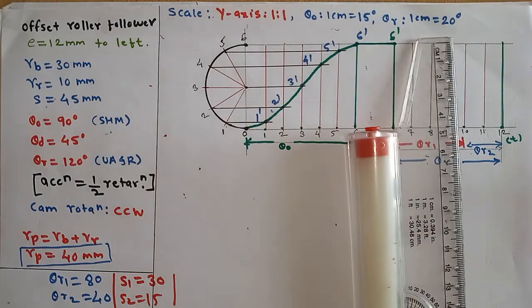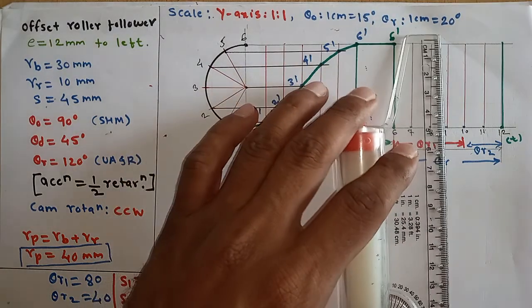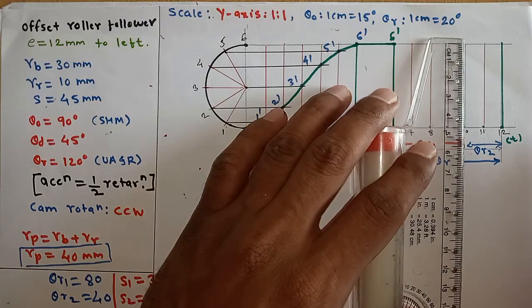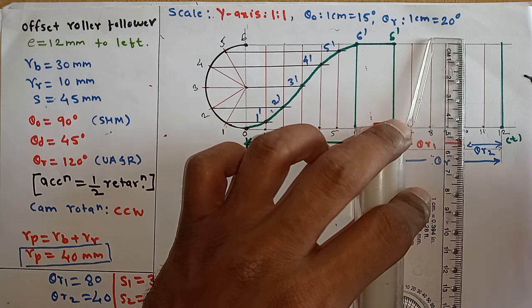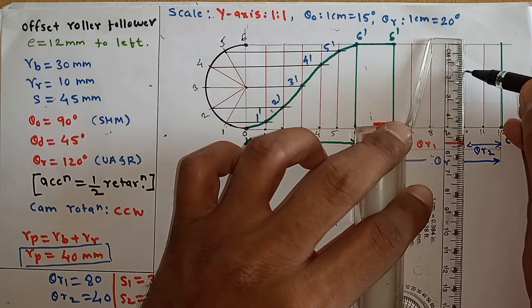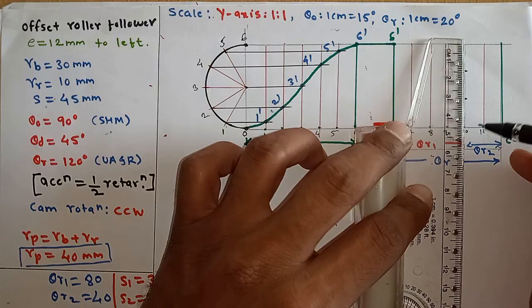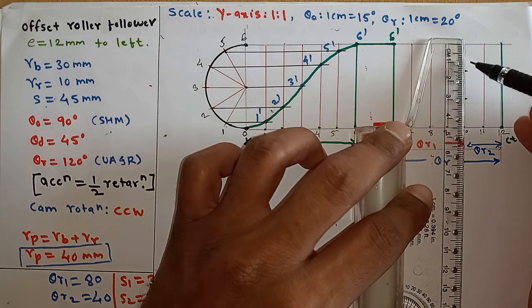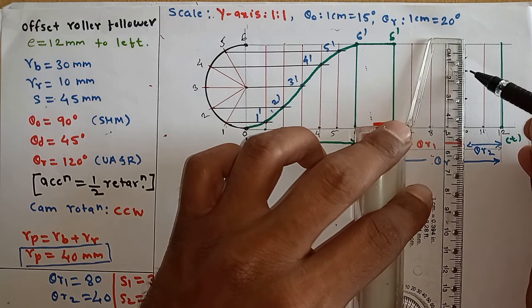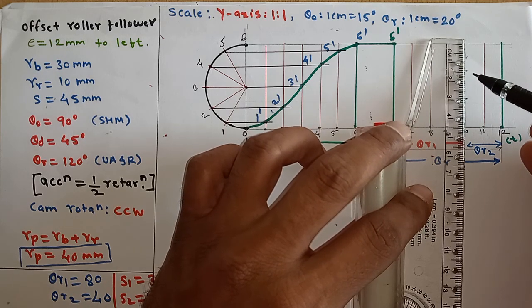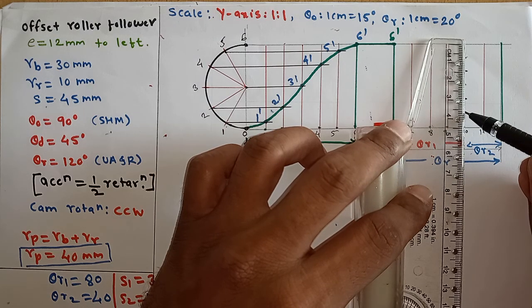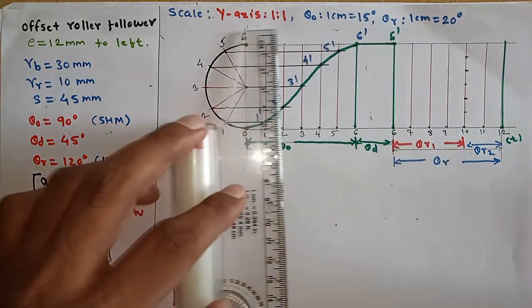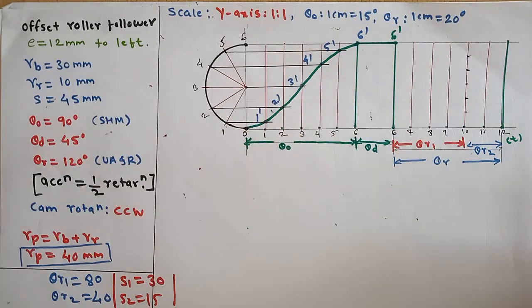Total is 45 millimeters, so line number 10. 45 divided by 6 is 7.5. So this is 15, 30 and 45. Now half of this is 7.5. So this is 7.5, this is 7.5. Now we will number these divisions from top to the bottom, because this is the return stroke.